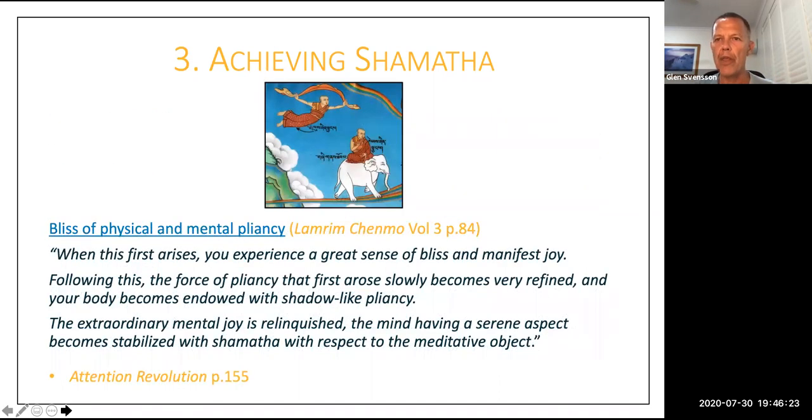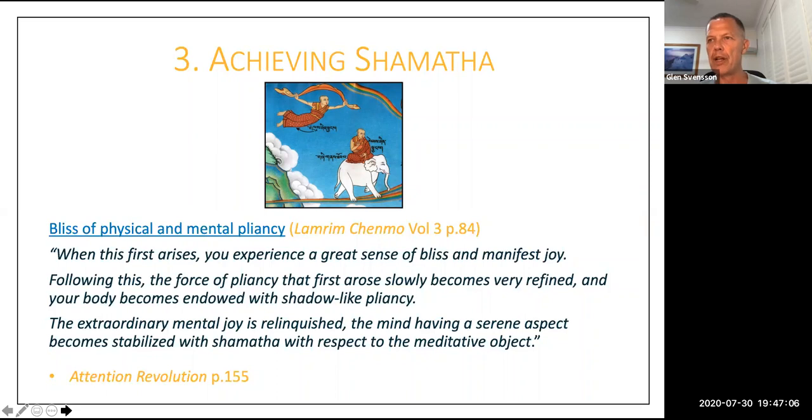And then what happens following that is, due to the physical and mental pliancy, we have the bliss of physical and mental pliancy arising. And Asanga says the following: when this first arises, you experience a great sense of bliss and manifest joy. Following this, the force of pliancy that first arose slowly becomes very refined, and your body becomes endowed with shadow-like pliancy, a more subtle level of pliancy. The extraordinary mental joy is relinquished. The mind, having a serene aspect, becomes stabilized with shamatha with respect to the meditative object.